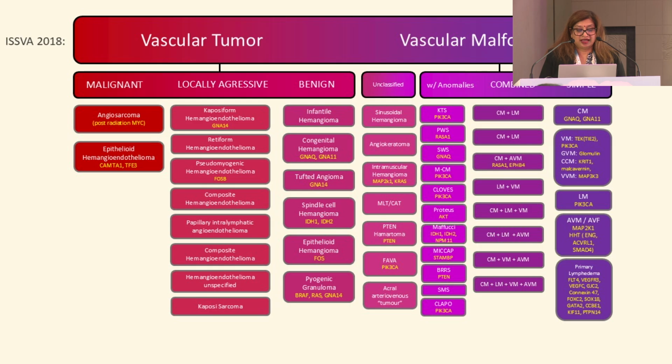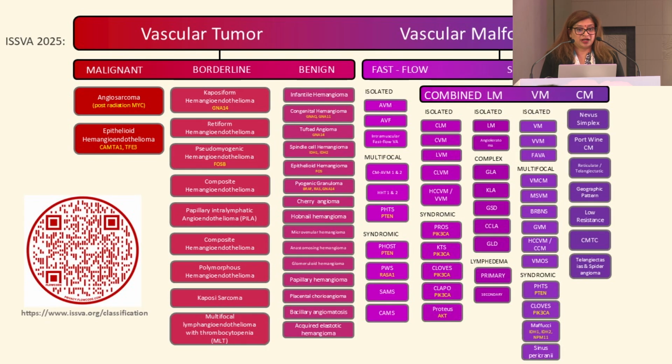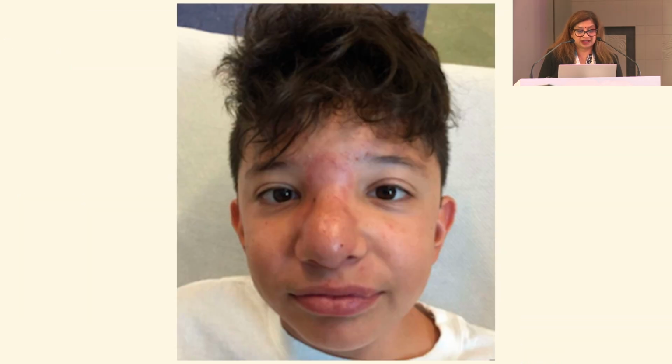if the medication can be tolerated. So in ISSVA 2025, this is where we stand now, where we're still looking at all the characteristics of these different clinical presentations of vascular tumors and vascular malformations. We define everything by the flow that's actually there, but we also take genetics into account. So we're here today, and this is the QR code for the ISSVA classification system, if you'd like.